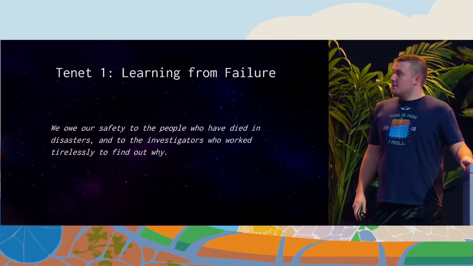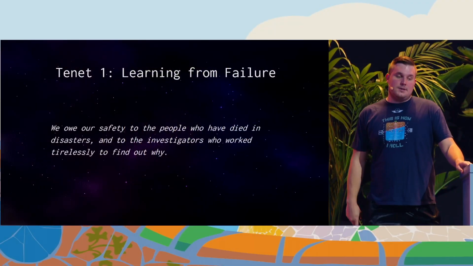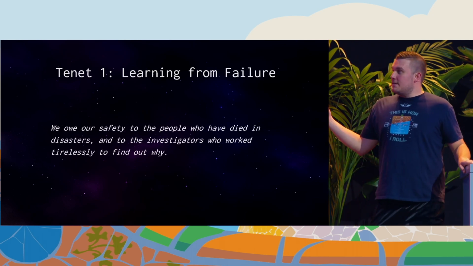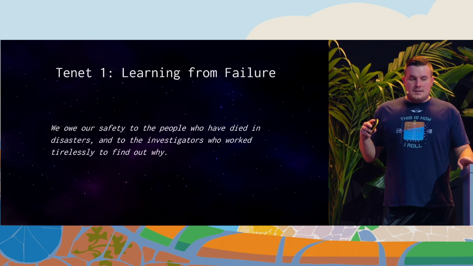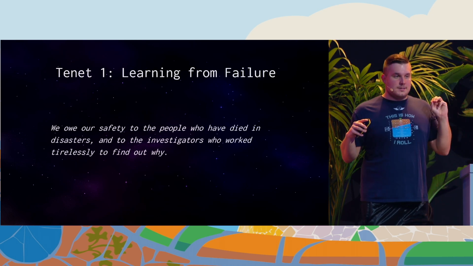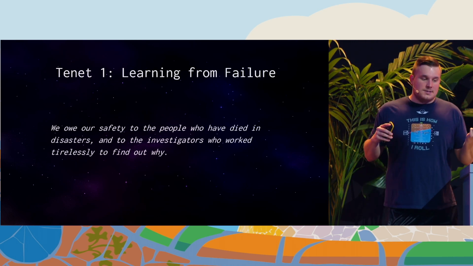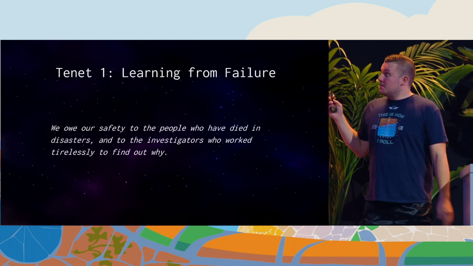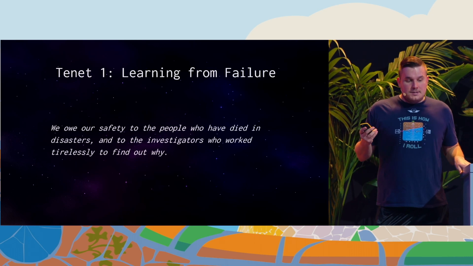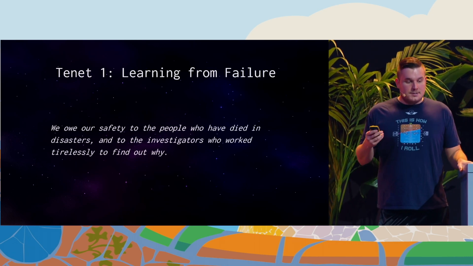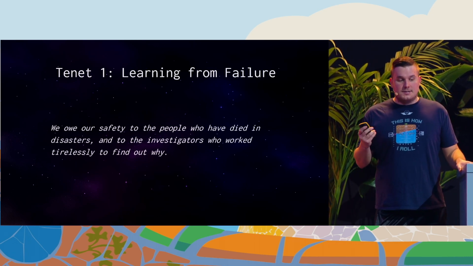So I'm going to start with a few tenets of safety engineering. These are not anything official, but this is just from reading books about safety engineering. These 3 things stand out as the key to how we make things safe. And the very first one is learning from failure. We owe our safety to the people who have died in disasters and to the investigators who work tirelessly to find out why.